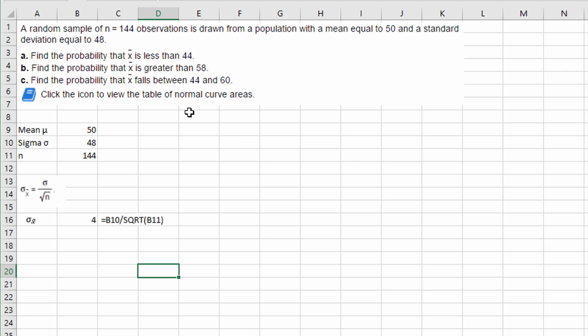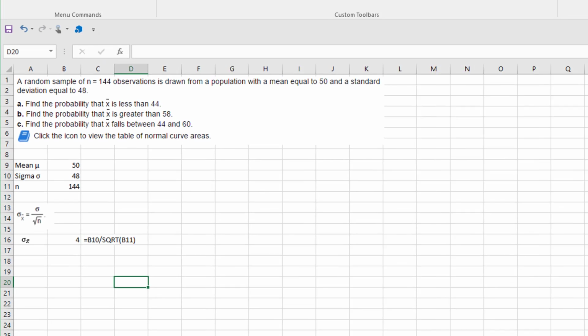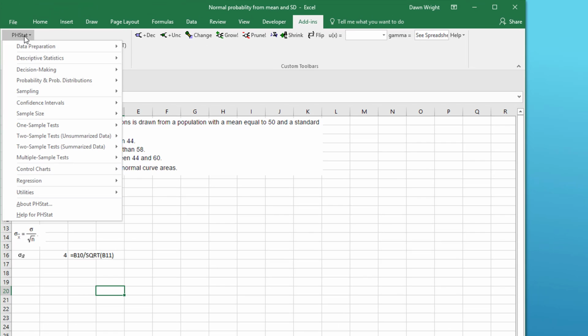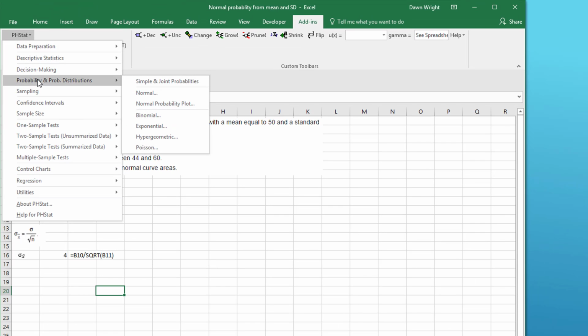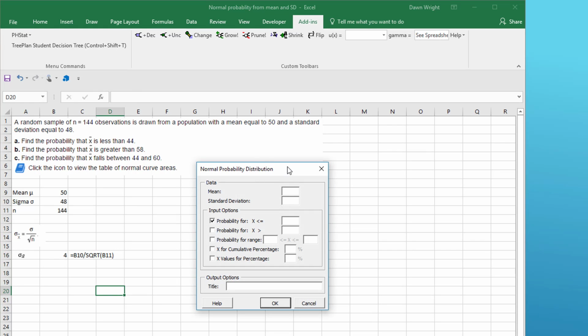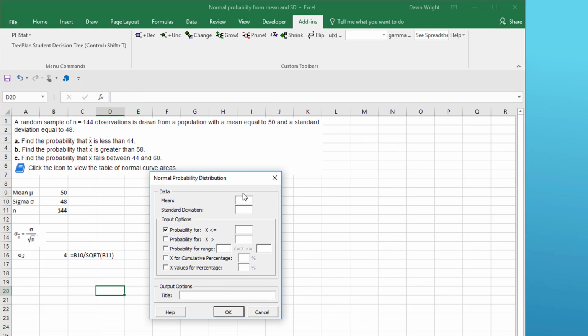So now that we have the two pieces of information we need, we can use the normal curve areas. But again, we're not going to use the tables. We're going to use technology. So I'm going to go to add-ins, PHStat. Here's probability and probability distributions. Click on normal. And we get this dialog box. We need to put in our mean of 50, our standard deviation of 4.